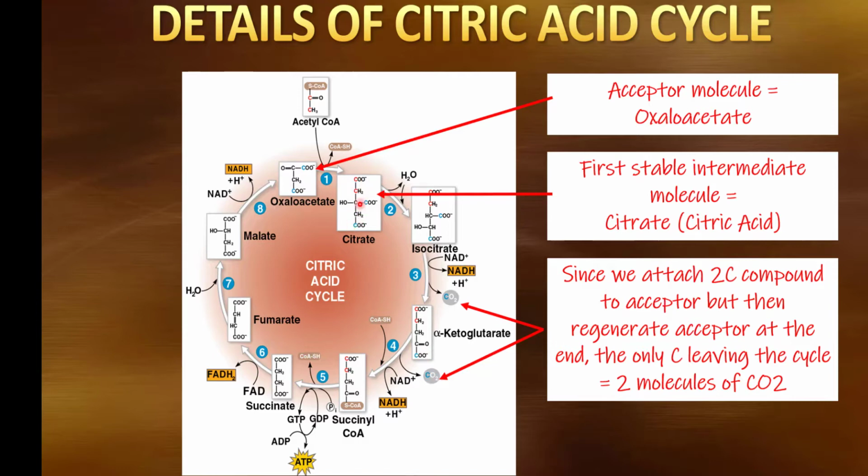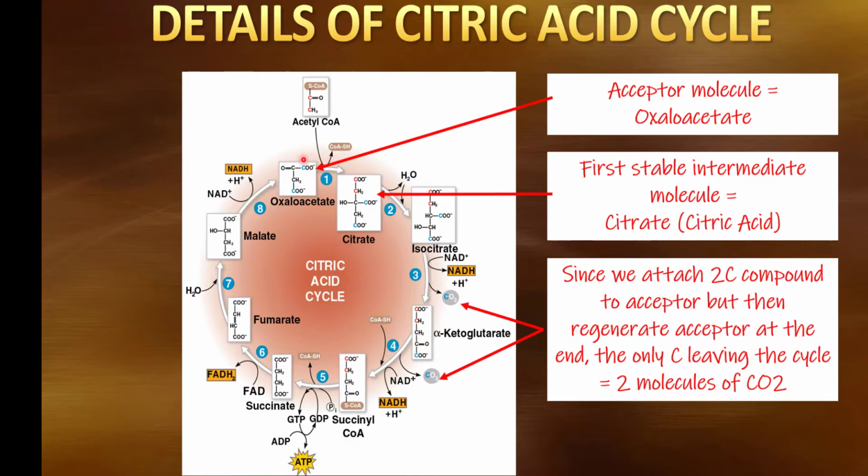Recall that citrate was a 6-carbon compound, isocitrate was also a 6-carbon compound, alpha-ketoglutarate is a 5-carbon compound, so we lost one of the carbons, and then succinyl-CoA over here is a 4-carbon compound. So when we went from alpha-ketoglutarate to succinyl-CoA, we end up losing another CO2.